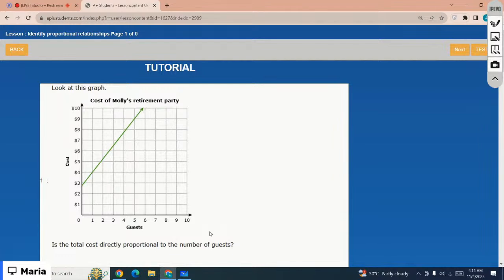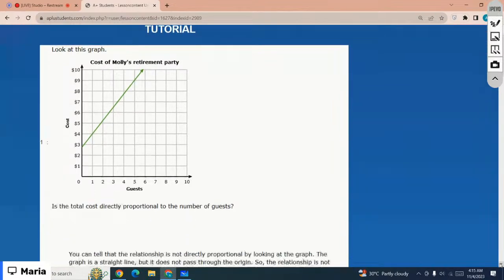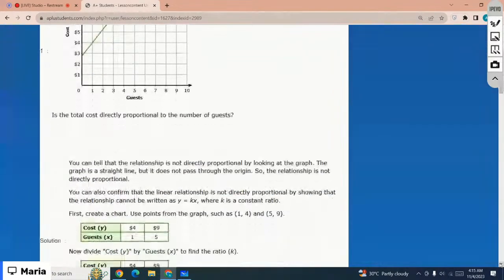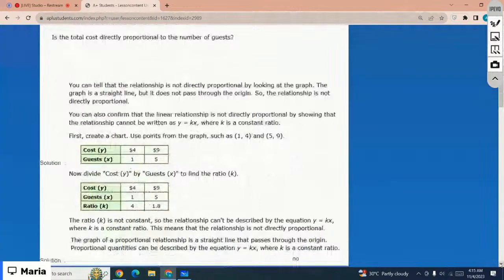That means yes, they are directly proportional. Directly proportional means if one value is increasing, the other one is also increasing. So yes, the correct option is directly proportional. Let me just read here. You can tell the relationship is not directly proportional by looking at the graph. The graph is a straight line, but it does not pass through the origin, so the relationship is not directly proportional.